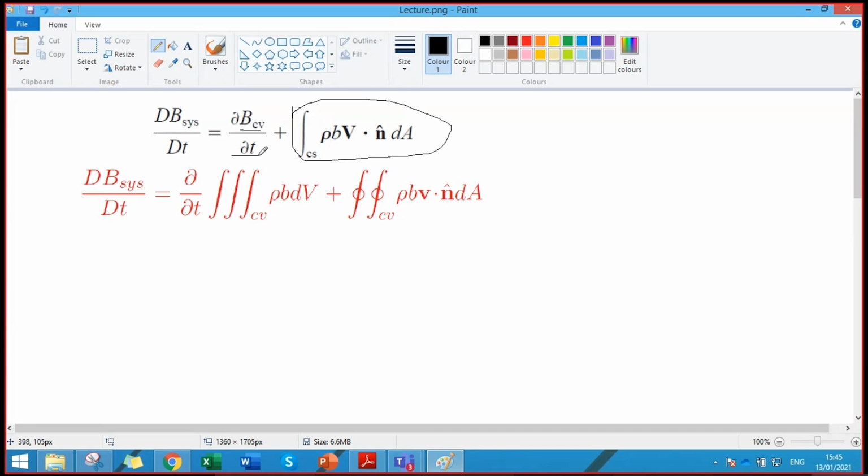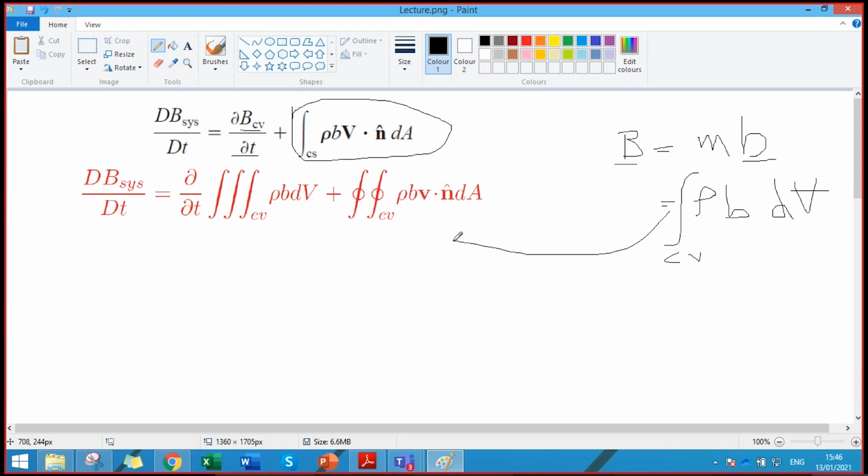If I expand these two terms, that is, partial B by partial t, we know that B is basically mass times small b. Capital B is the extensive property and small b is the intensive property. And we know that mass is density into volume, so rho b dV, and this integral is over the whole control volume. So we have done this replacement here. And we know the total net flow, we discussed yesterday how it is written in this form.